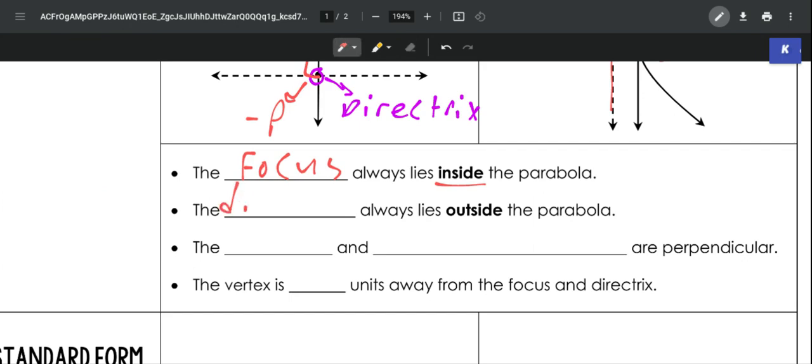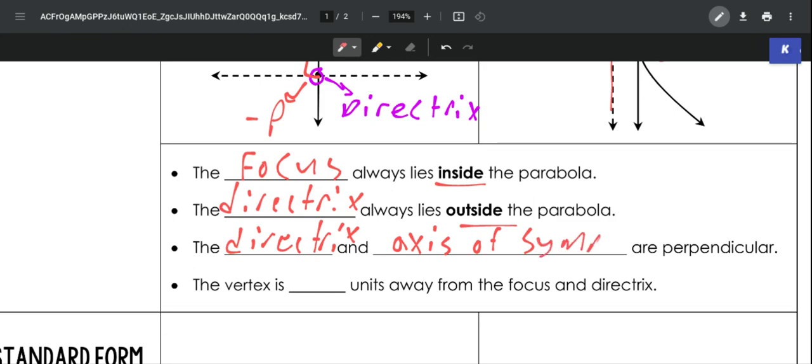Then the directrix, so the directrix is always going to lie on the outside. So if we have a parabola that opens here, the directrix would be on the outside of that, not inside of the curve. And then the directrix and the axis of symmetry are always perpendicular.